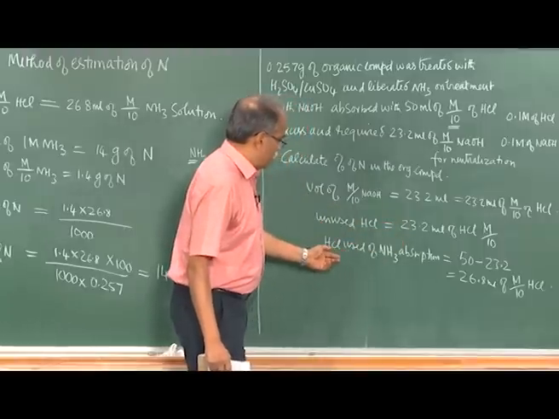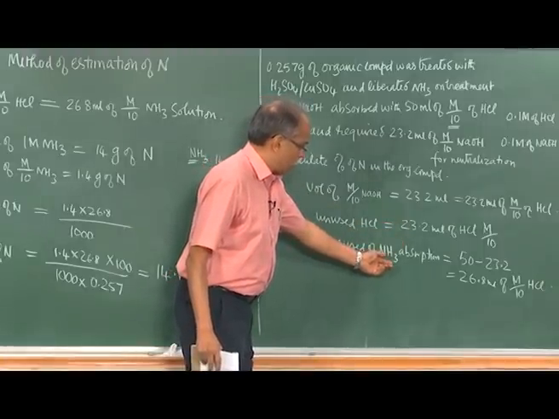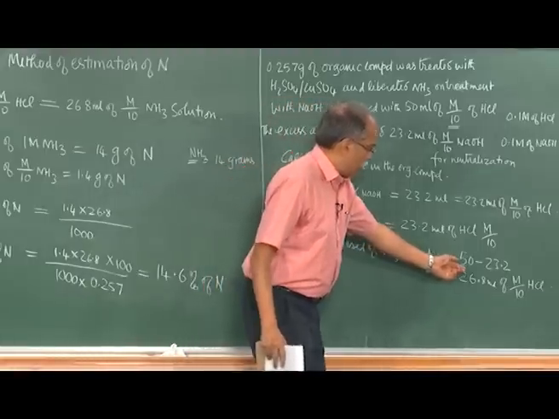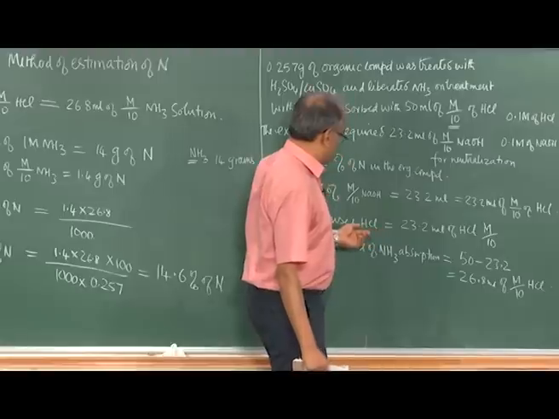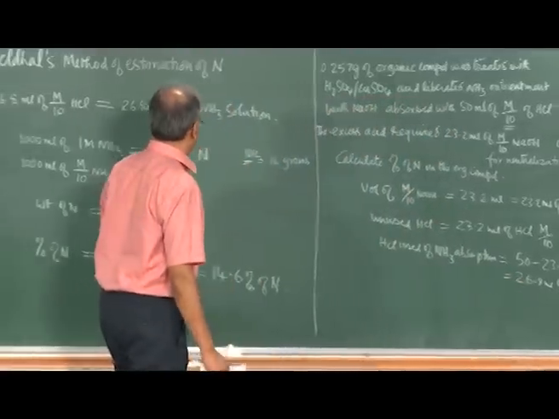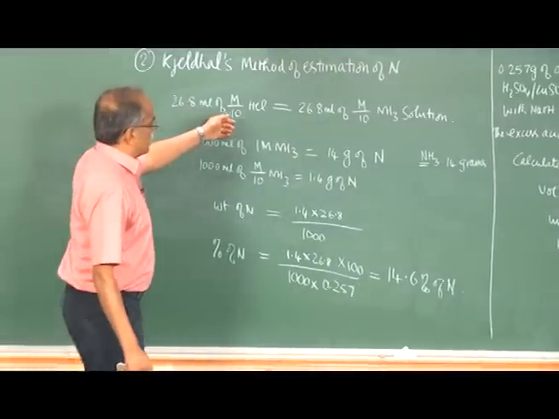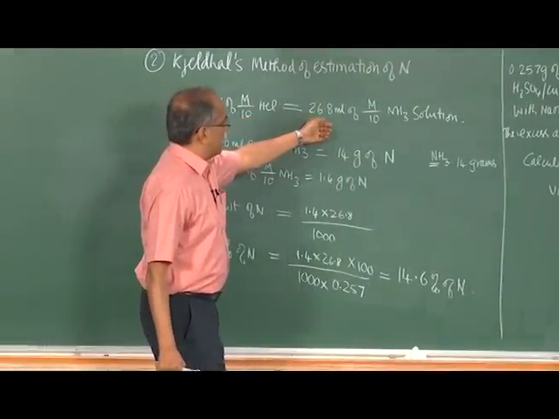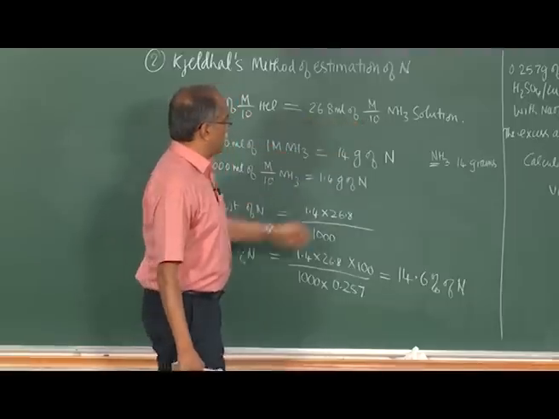The unused hydrochloric acid essentially would correspond to 23.2. So, therefore, the hydrochloric acid that is used for absorption of ammonia will be total hydrochloric acid taken minus the excess hydrochloric acid that was present after ammonia absorption, which would be 26.8 milliliters. This 26.8 milliliters of hydrochloric acid essentially corresponds to 26.8 milliliters of ammonia of equal molarity, that is 0.1 molar solution.